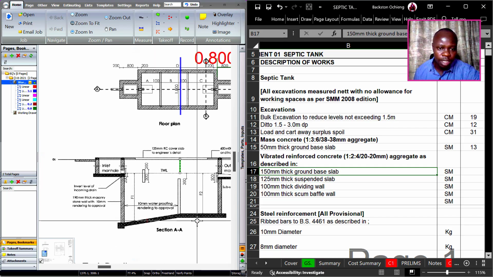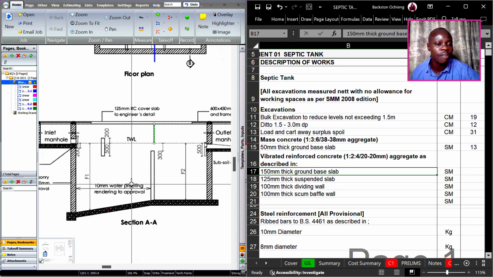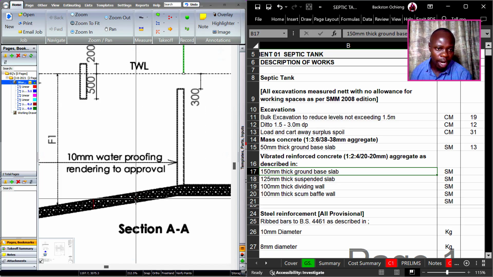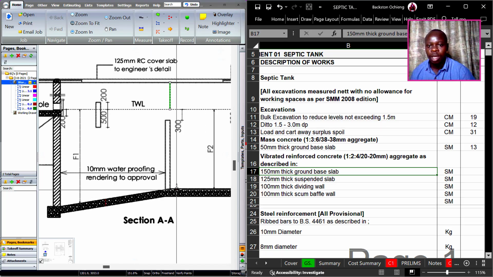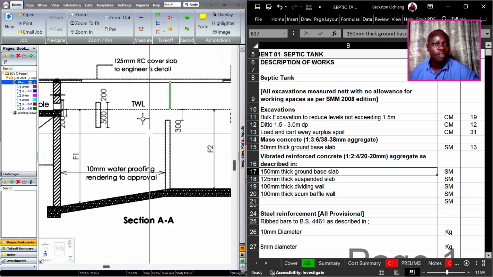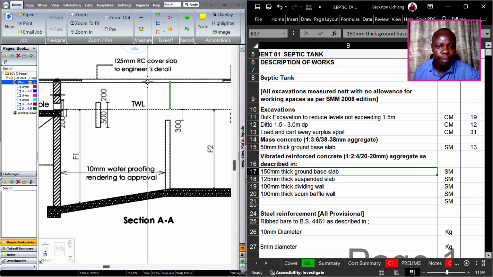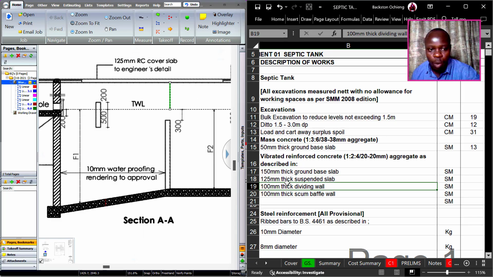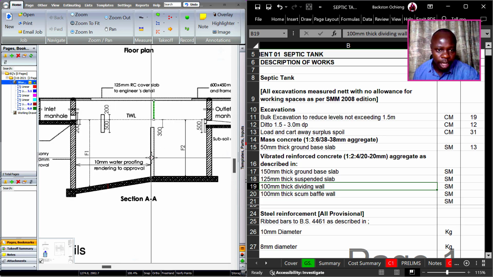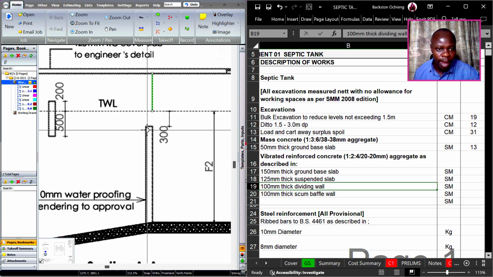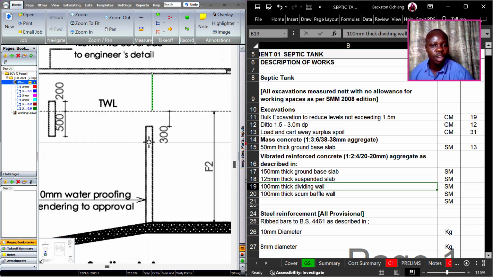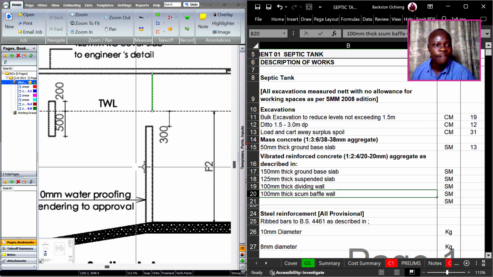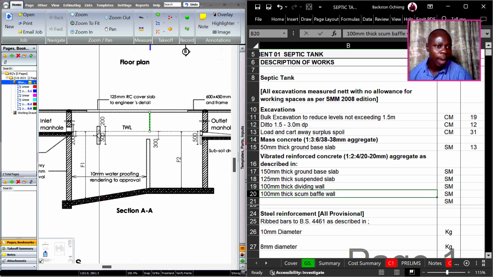Ground base slab is the one that is on the surface in contact with the earth. This is the ground base slab, the one at the bottom, while the suspended slab, of course, is this one at the top. And then the dividing wall is this one here, the one from the base slab all the way up to some point where my cursor is moving about. And then the scum baffle wall is this shorter one.